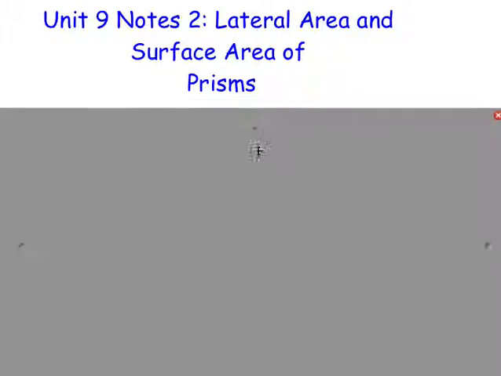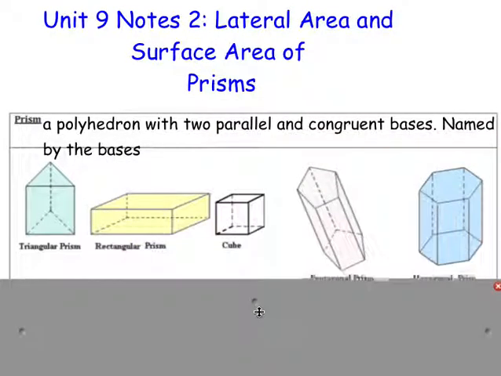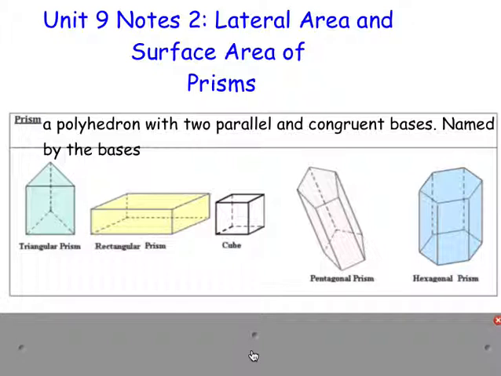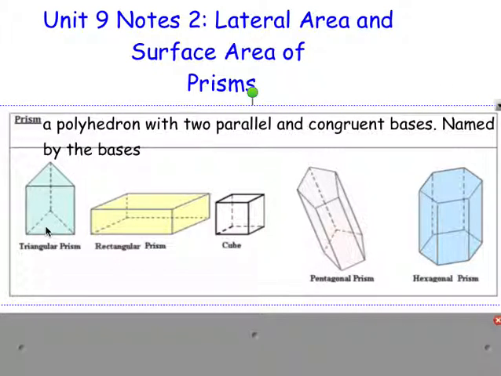So let's take a look at first defining what a prism is. A prism is a polyhedron with two parallel and congruent bases, and the polyhedron itself is going to be named by the bases. So you take a look at this first one right here. That's a triangular prism, and it's called a triangular prism because its bases are triangles.